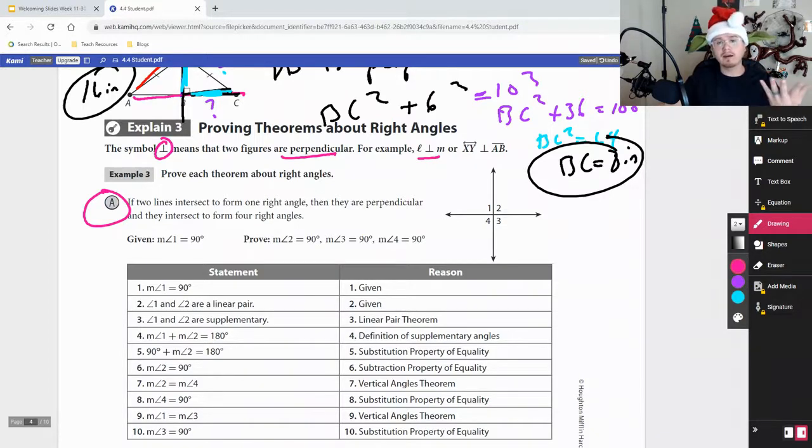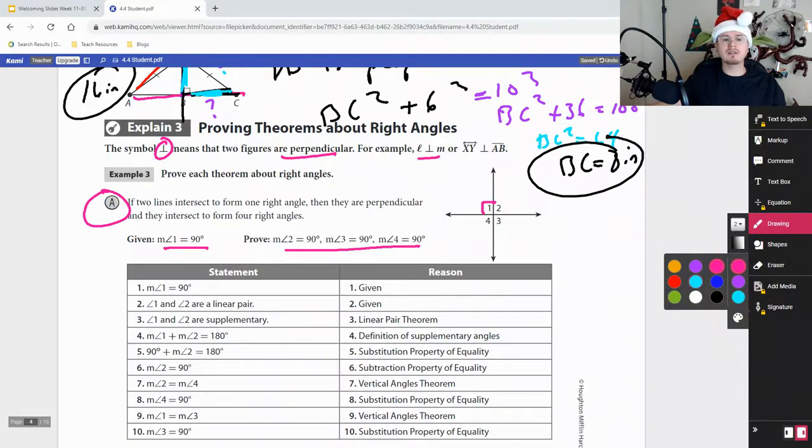If two lines intersect to form one right angle, they are perpendicular and they intersect to form 4 right angles. So given that the measure of angle 1 is 90 degrees, prove the others are. Well, logically, you can assume that, right? Because if it's perpendicular, you know they have to meet at a 90 degree angle, but let's prove it.